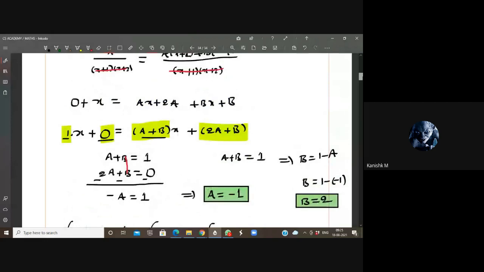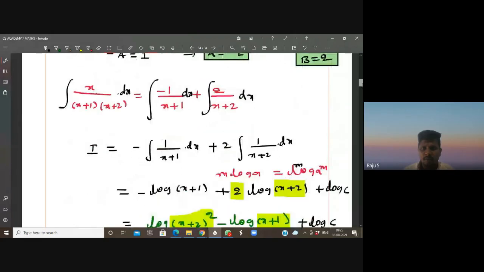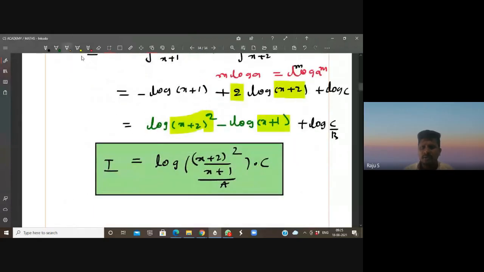Sir, we can also write as plus C, sir. Yeah, you can write. That's your wish. It is a constant. You may write plus c or sin c, cos c, 100 c, 1000 c, no problem. Constant, whatever you can take. Yeah, you can take plus c.